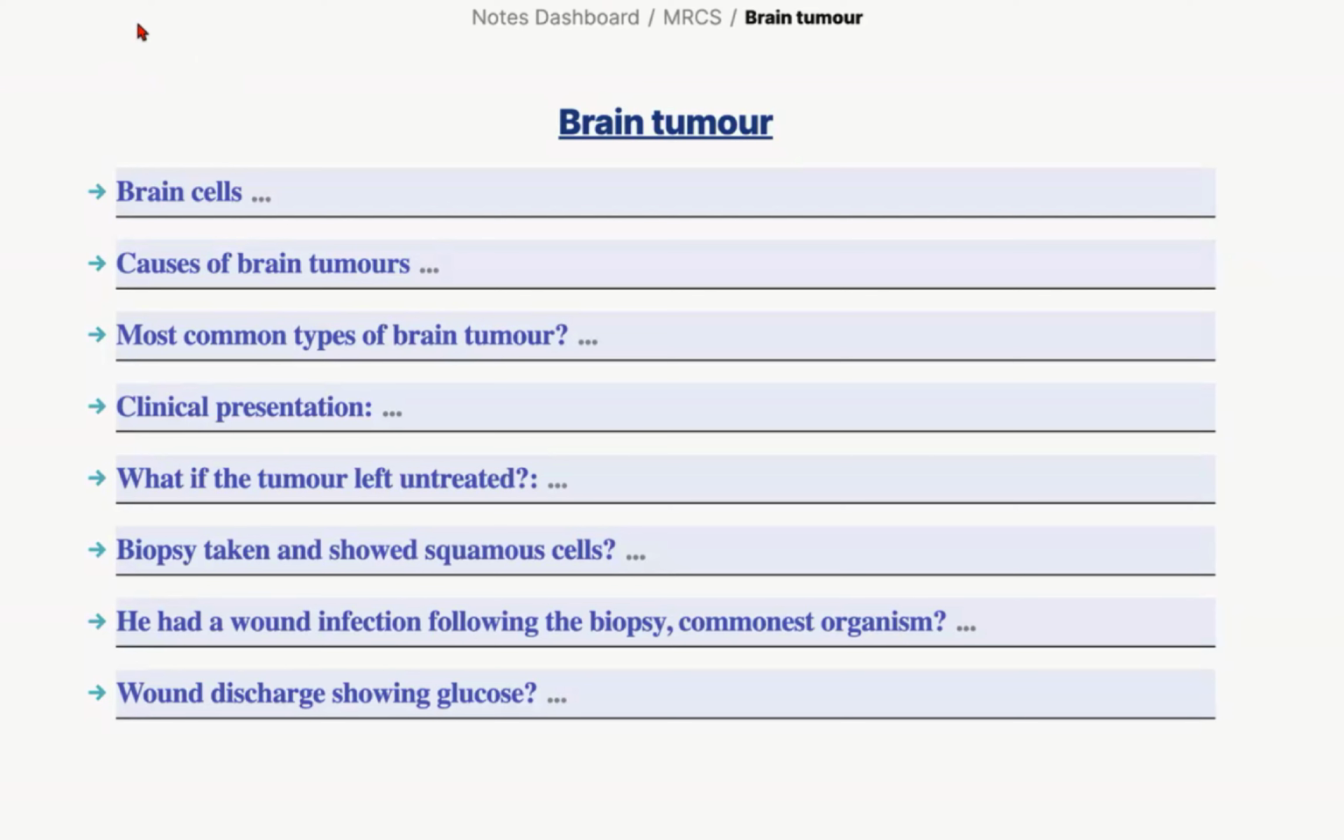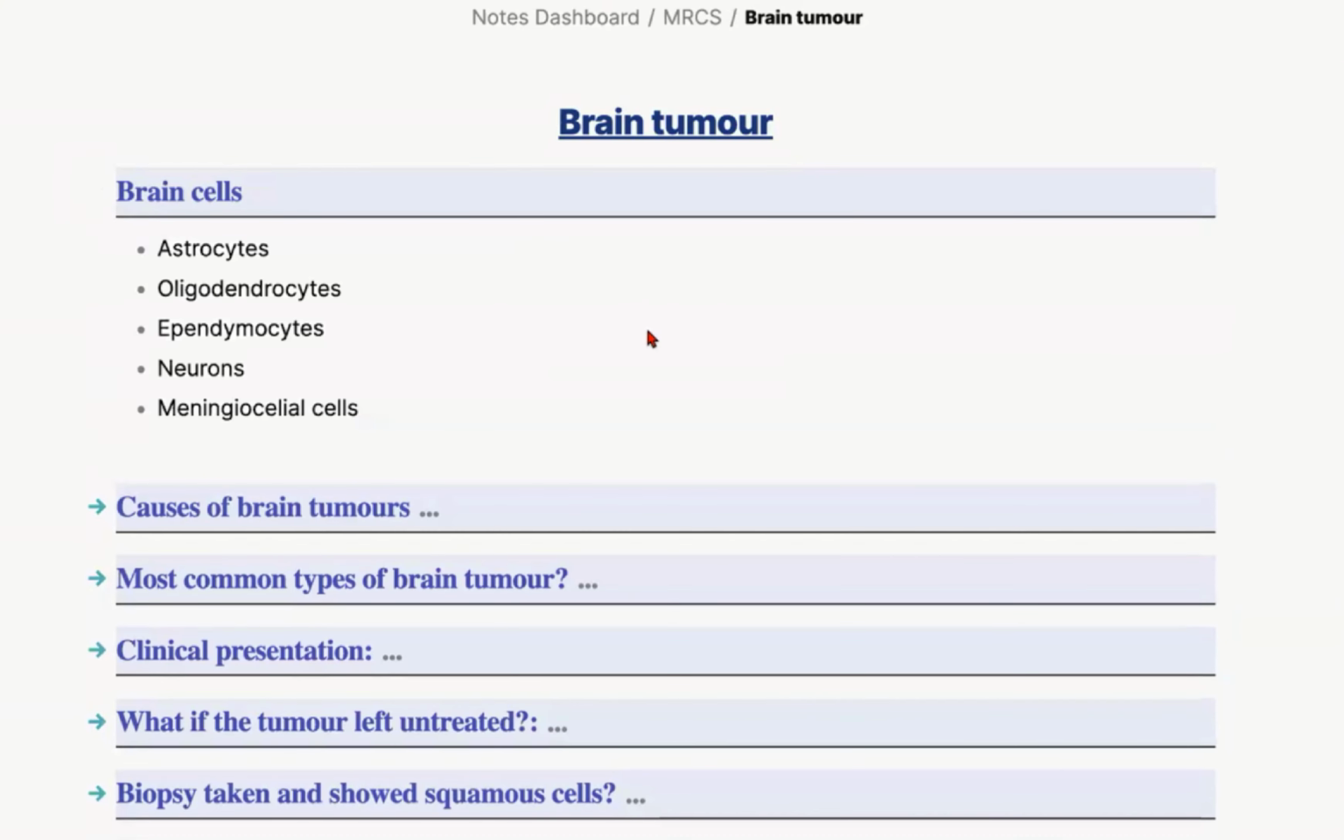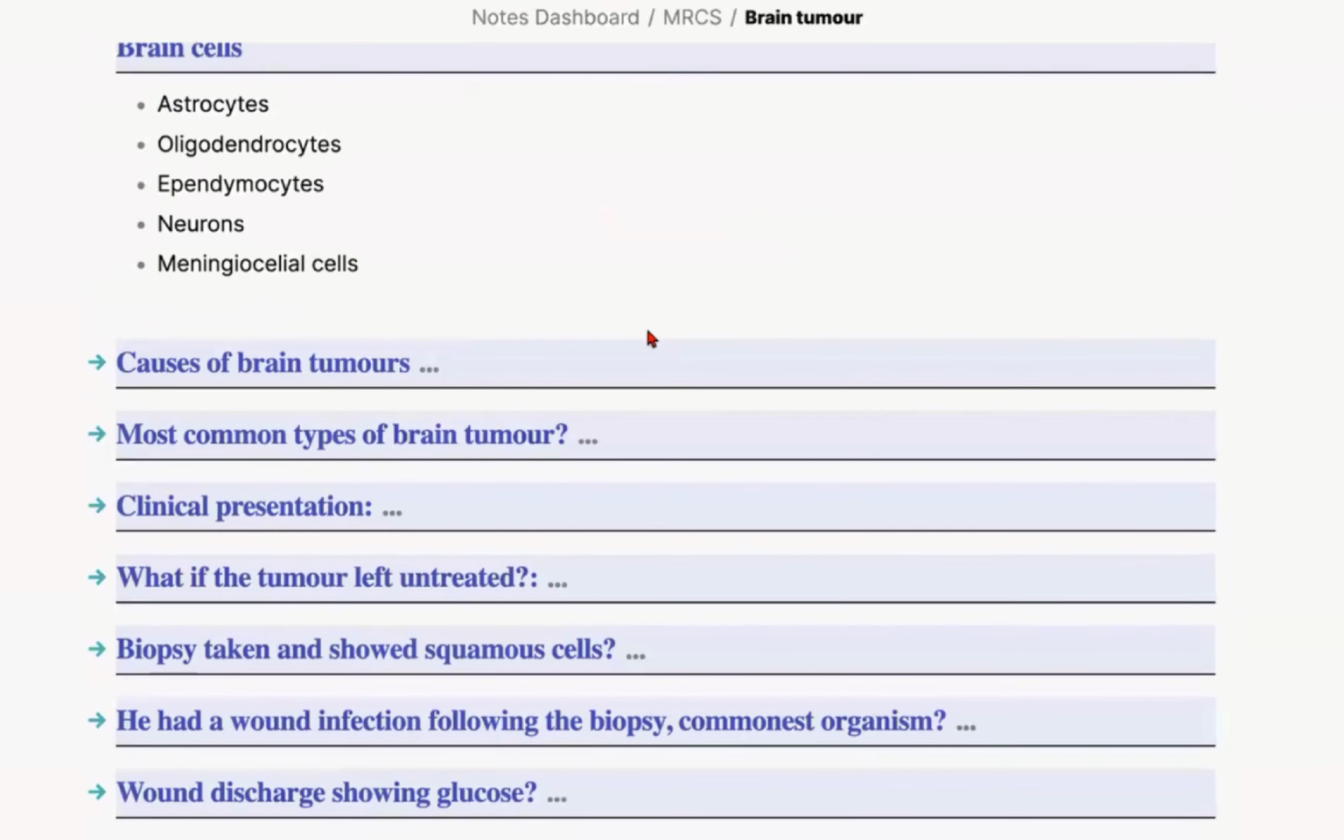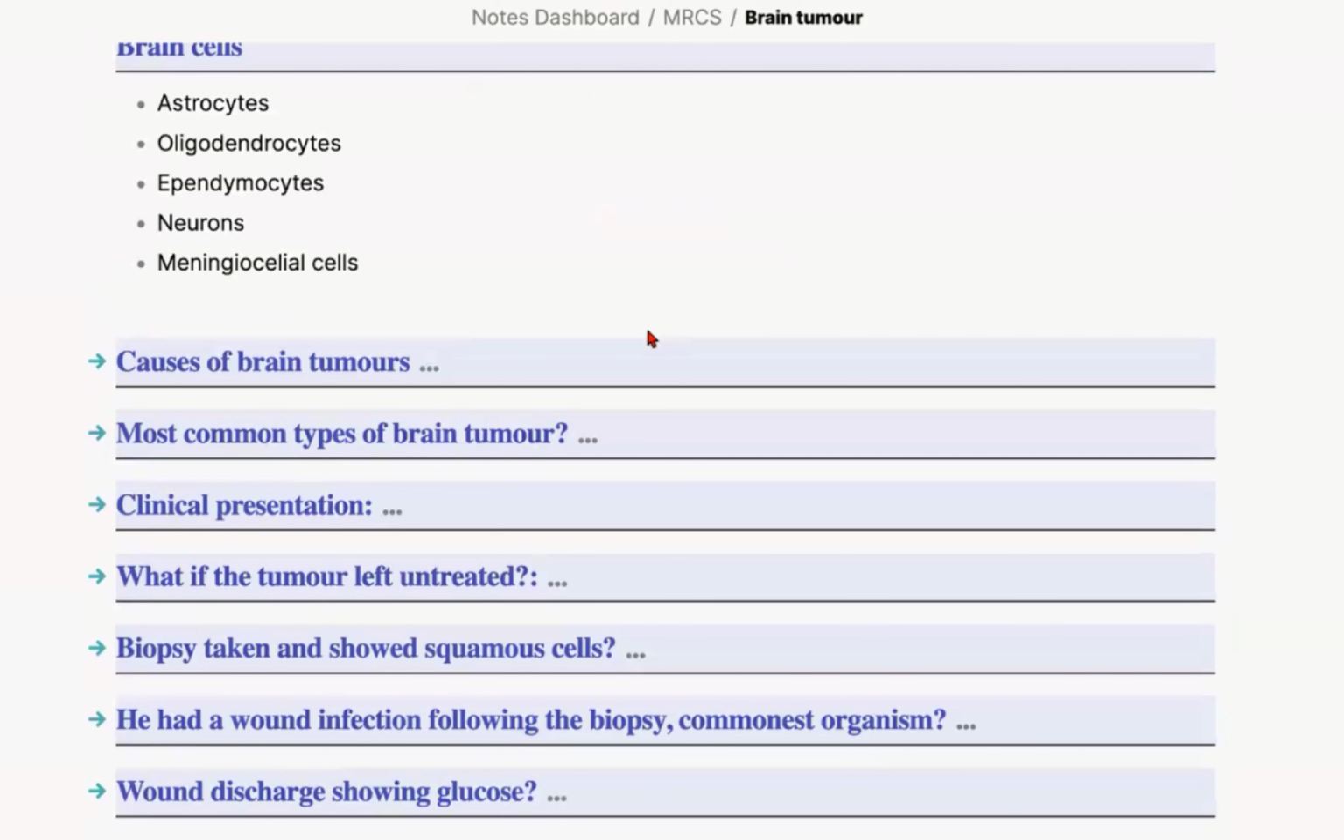What are the causes of brain tumors? Brain tumors can be classified as primary and secondary. Primary brain tumors arise from the cells in the brain, like astrocytoma, oligodendrocytoma, meningioma, and acoustic neuroma. Whereas secondary tumors arise from metastasis from organs like the breast, lungs, etc.